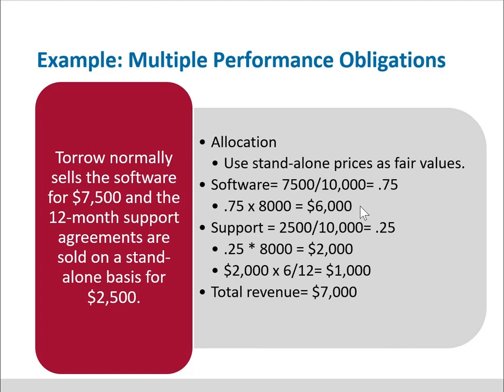All of the software revenue will be recognized in year 8, and 6 out of 12 months worth of the support agreement revenue will be recognized in year 8, or $1,000. So the total revenue from this contract that gets recorded in year 8 is $7,000, the $6,000 plus the $1,000. The other $1,000 of this support agreement would be on the balance sheet as unearned revenue, a liability account.